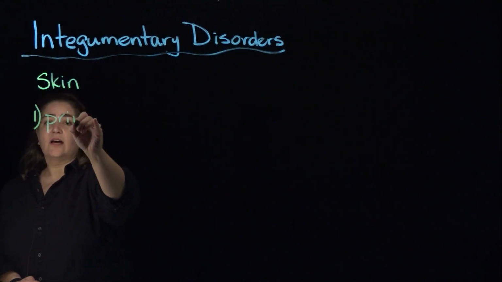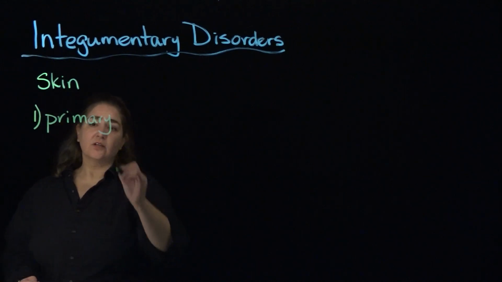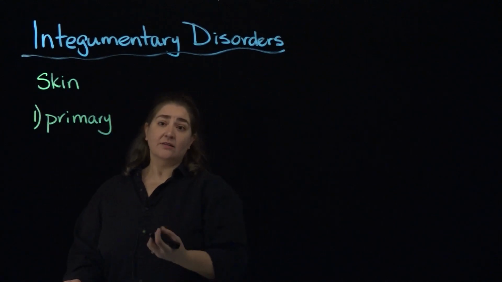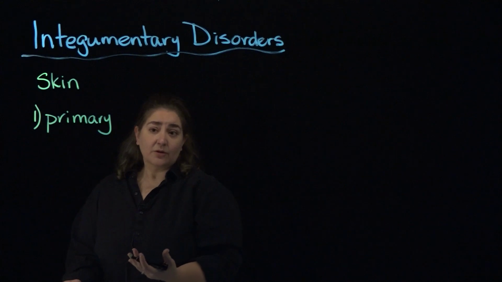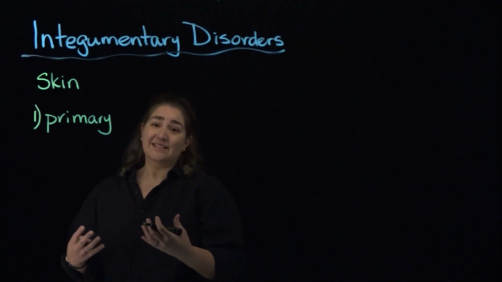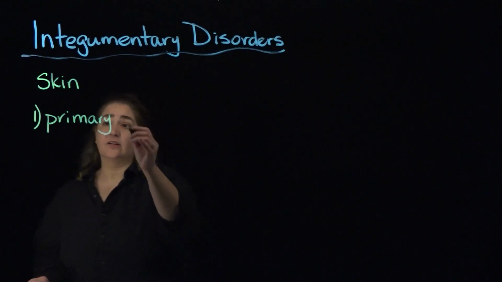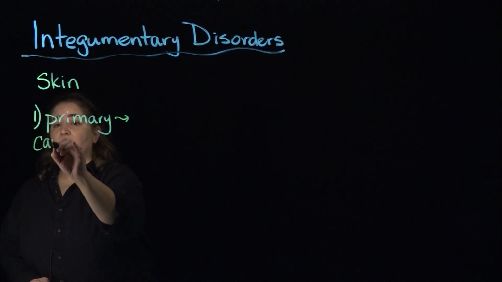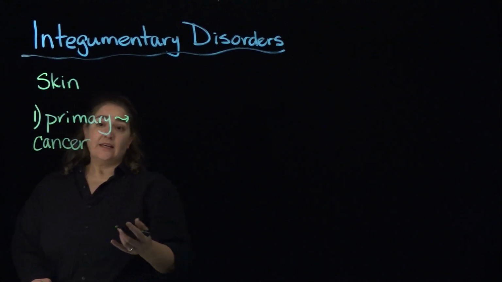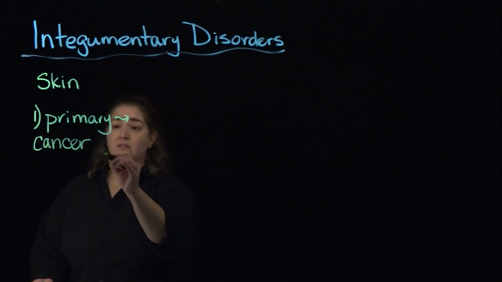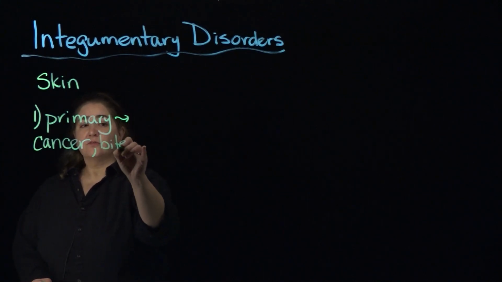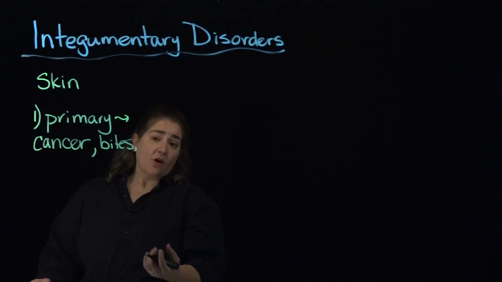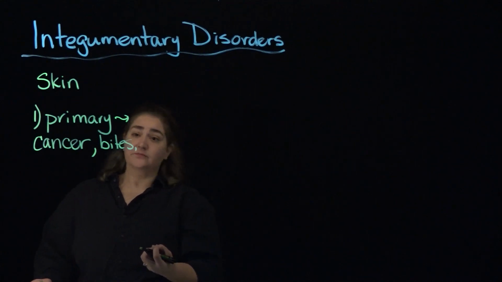We've got two classifications with lesions. You can have what's known as a primary lesion. This is going to be the initial cause of typically either an inflammatory event or other event that causes the skin to not look normal. With primary lesions, things like skin cancer, bites like mosquito bites or spider bites would fall under this category. That would cause a change in the skin.